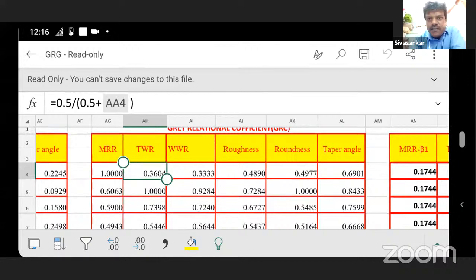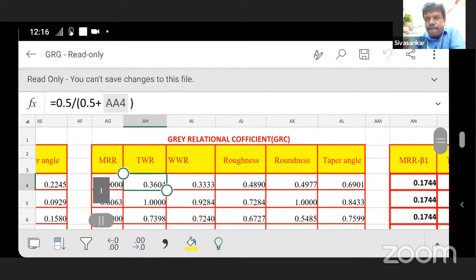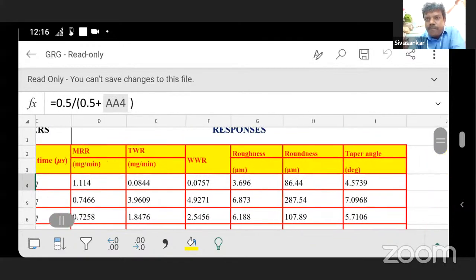Here in the top we have only 0.5, because TWR is lower the better. The equation is just reversed. For MRR, higher the better, right? So using this equation it is calculated for all 120 values. Next table. Sir, next table, sir. Next table, yeah.